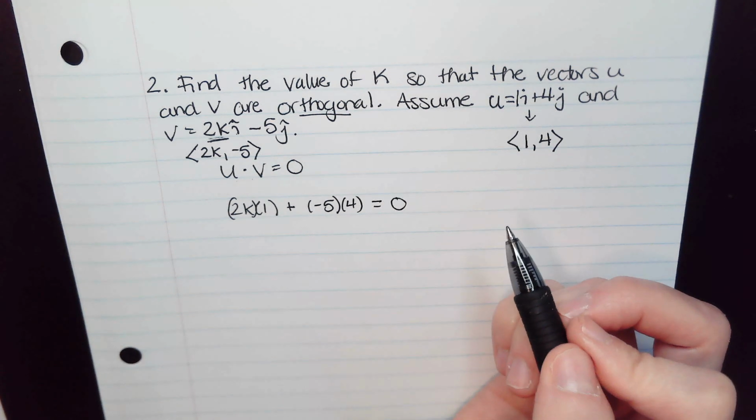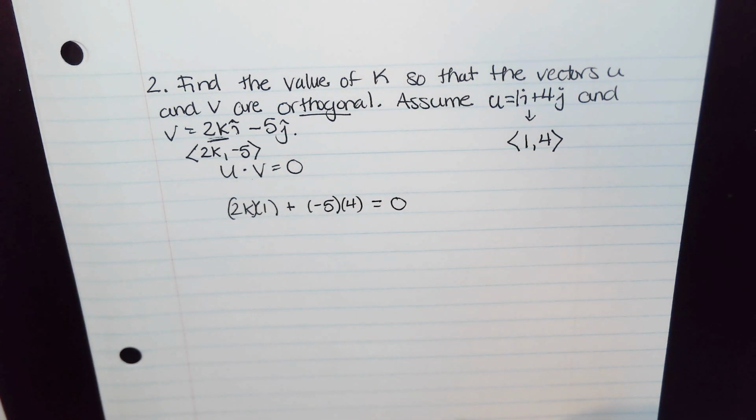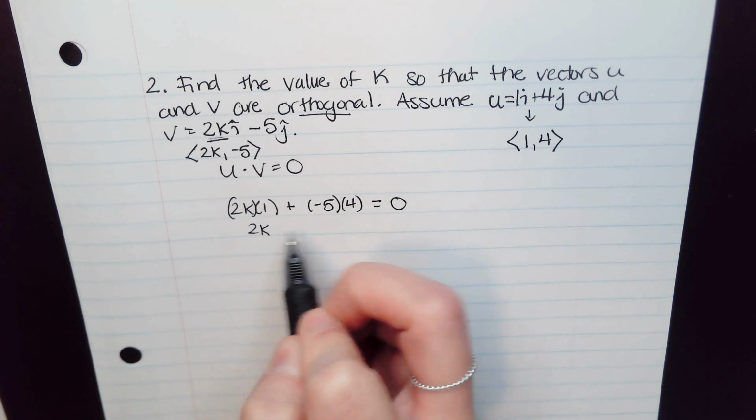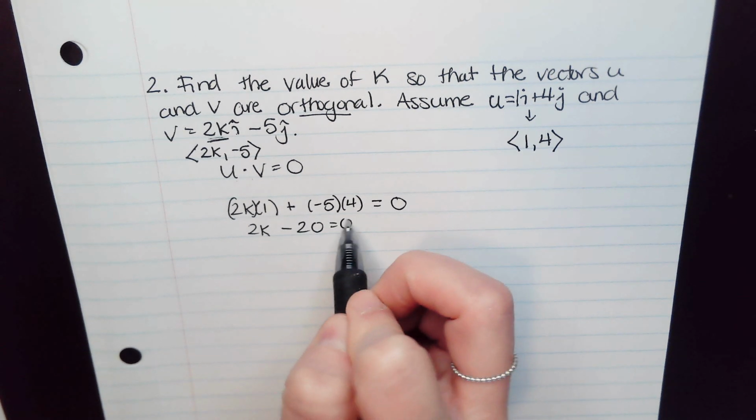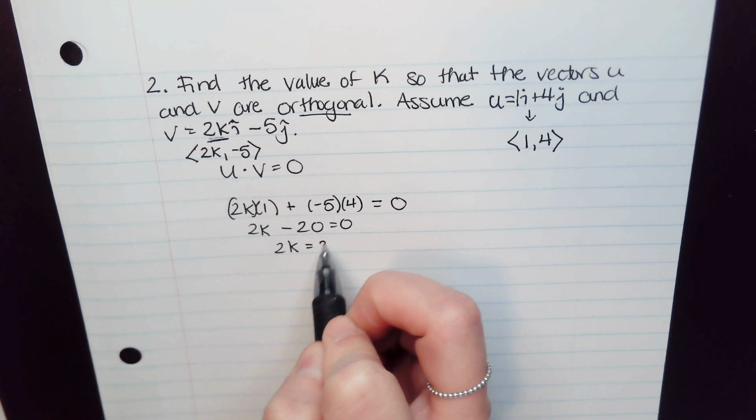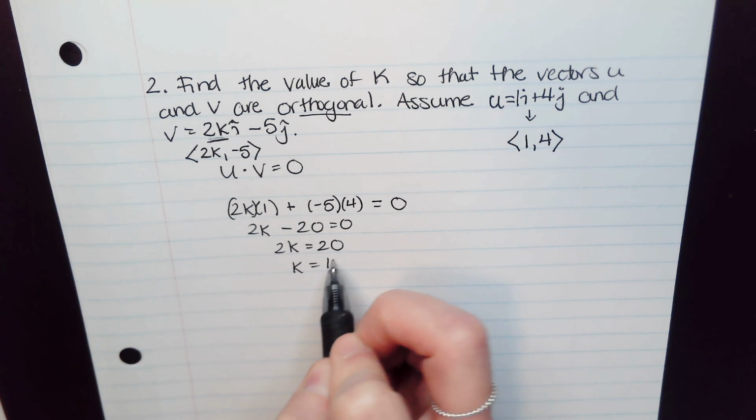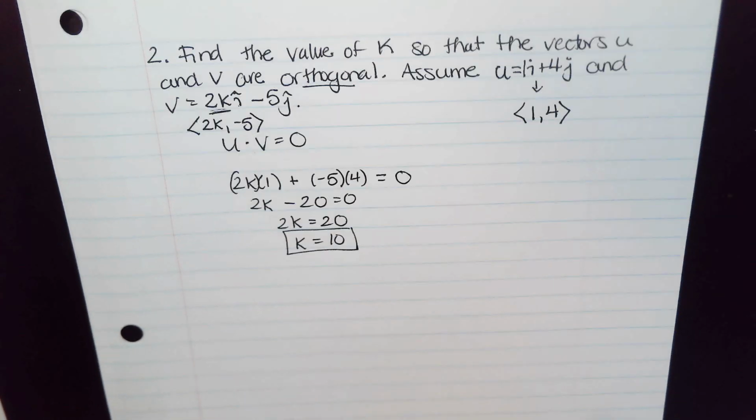And now I'm just going to solve. So pause your video here and solve for k. So you'd have 2k minus 20 equals 0. Add over my 20, and k equals 10.